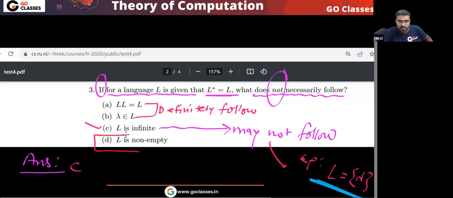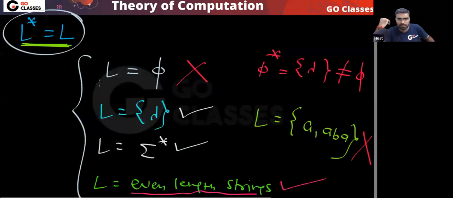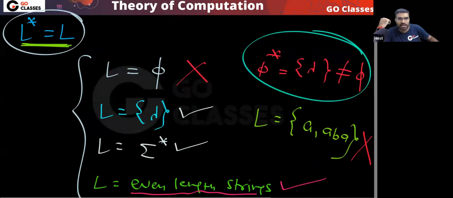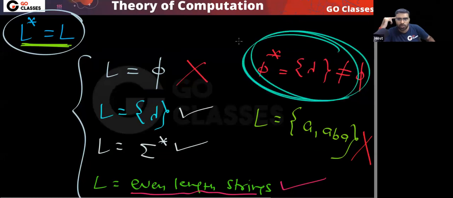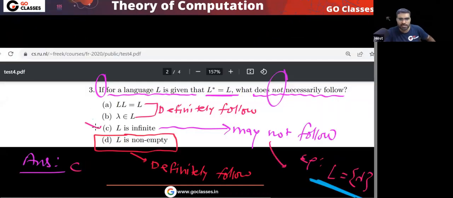What about this? L is non-empty. Can I say L will definitely be non-empty? Yes, this will definitely follow. Because if L is the empty language, then L star will not be the same as L. Yes or no? If L is the empty language, then L star will not be equal to L. So I can say L is definitely not empty.